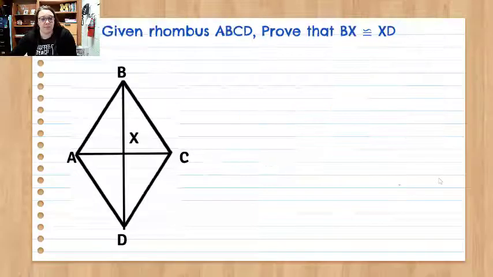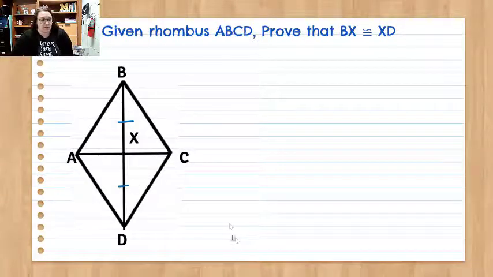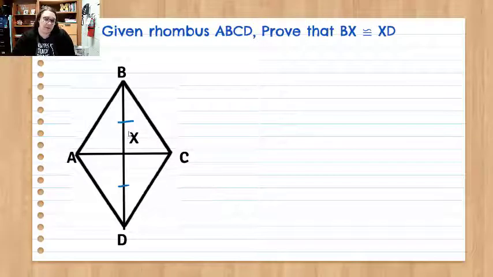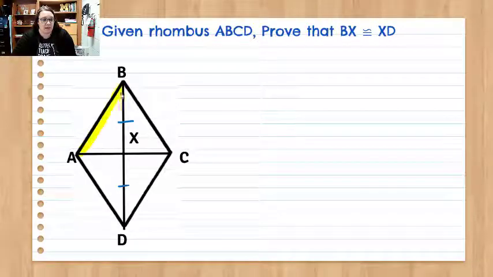We have one more. Here it is, another rhombus. It says, given rhombus ABCD, prove that BX is congruent to XD. So I'm trying to prove this. And what I could maybe do is pick on two of the triangles. I've really got several triangles within here, but I think I'll pick the ones on the left.